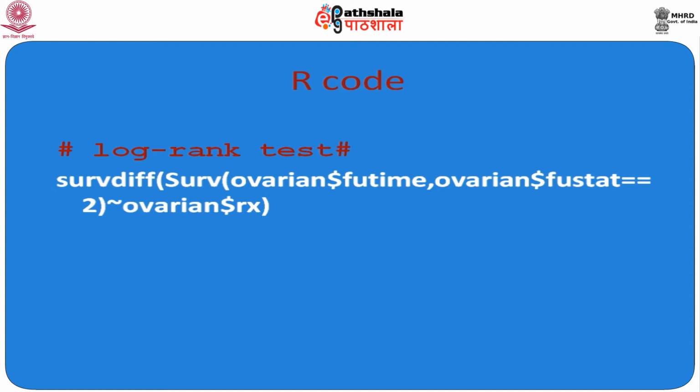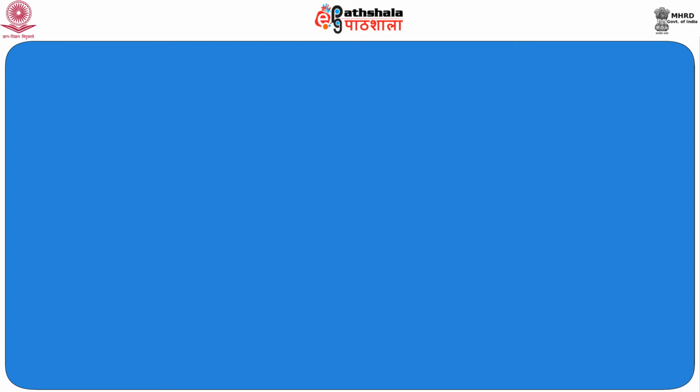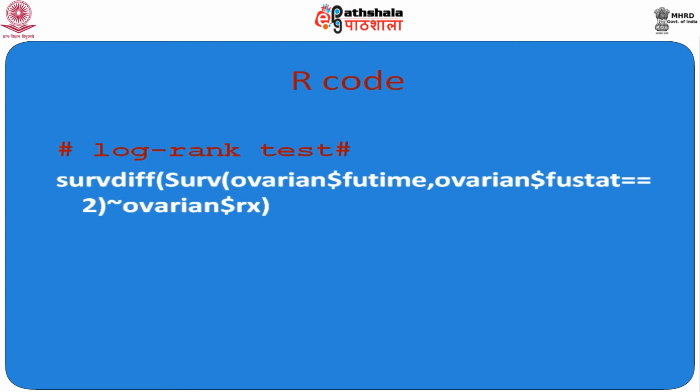So here, since our data status is given as 1 for censored and 2 for not censored, that is death, that is why fustat double equals to 2 is considered to denote the death patients' data.